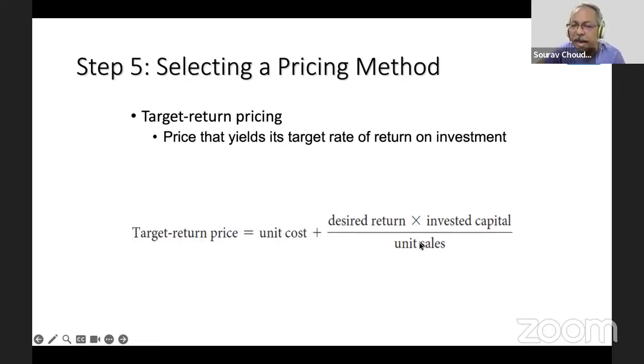So if I have to get, and unit cost is suppose 10 rupees, and I have to get a target return pricing, that is 20% return on my total investment, then what I have to do is 20% of 1 lakh, that is 20,000, divided by 10,000 units sold, that is rupees 2. So this whole thing becomes 2 rupees. My unit cost is 10 rupees, so my selling price should be 12 rupees per product. Correct? Got it? Any questions till now?